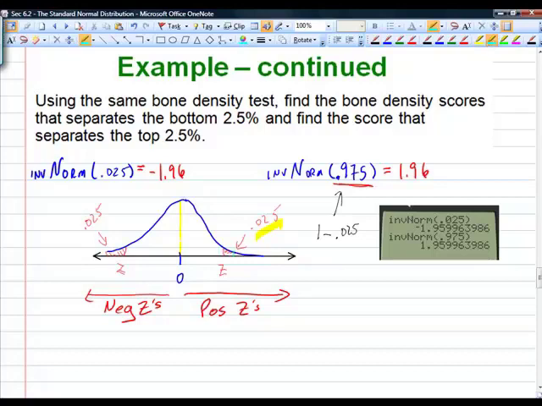It gave us the area. This right here gives us the area that was over here. Does that make sense? Because the total area under the curve was 1. Does that help? So because of symmetry, these numbers are the same.